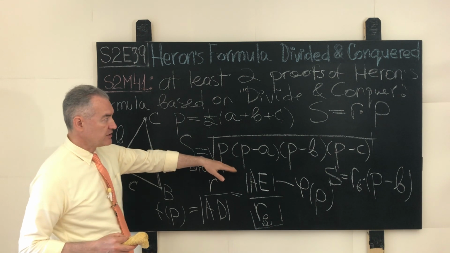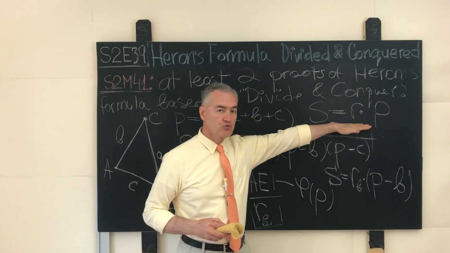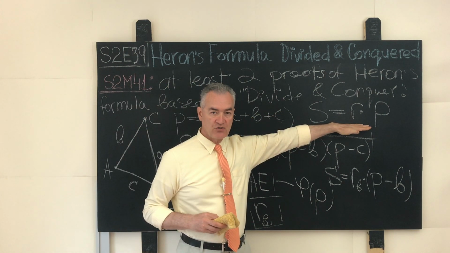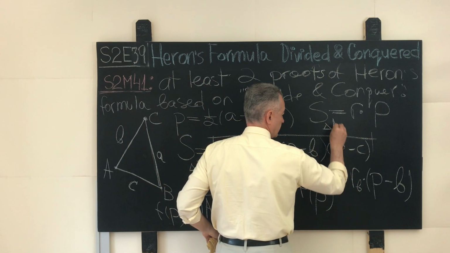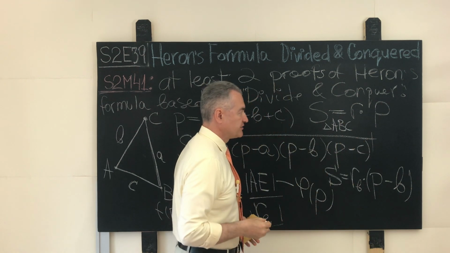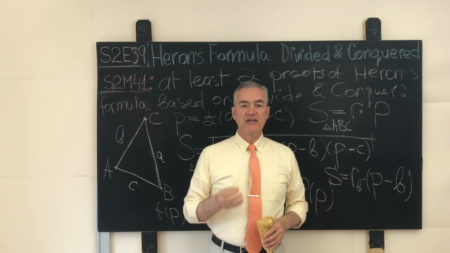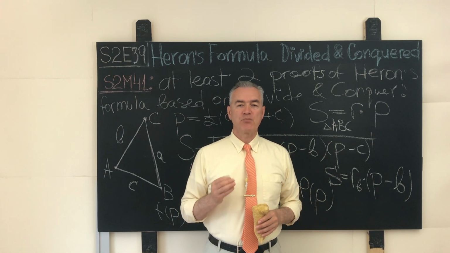To that end, let us first use the divide and conquer problem solving approach in order to prove that the area of the parent triangle ABC can be expressed as the product between the lengths of the inradius of that triangle and its semi-perimeter.